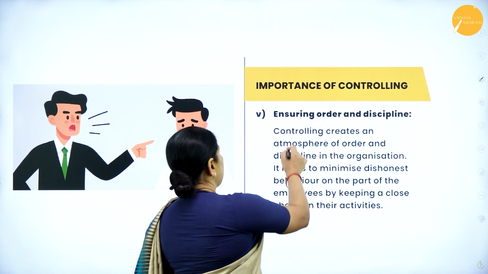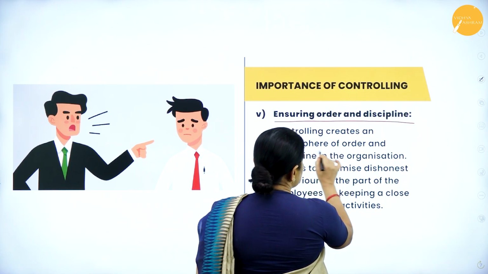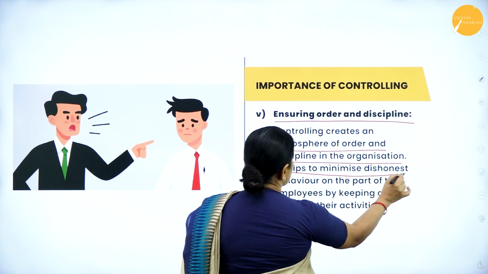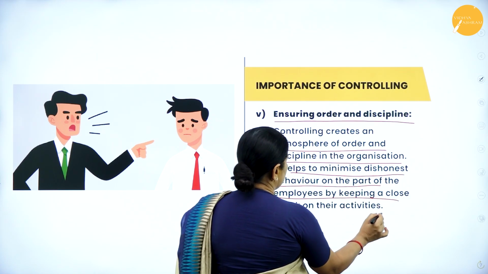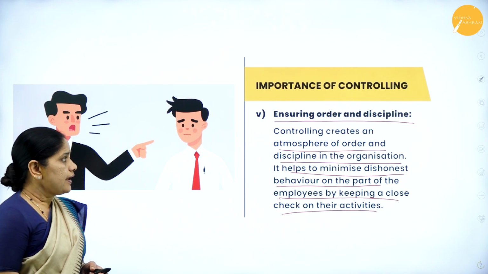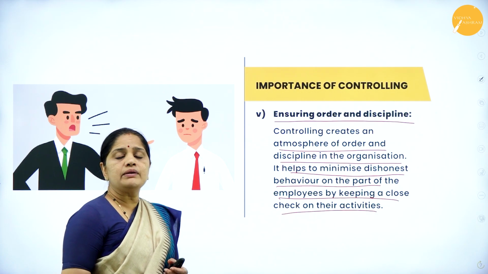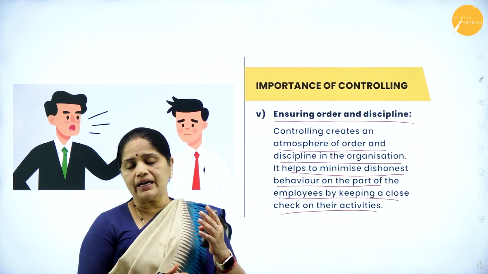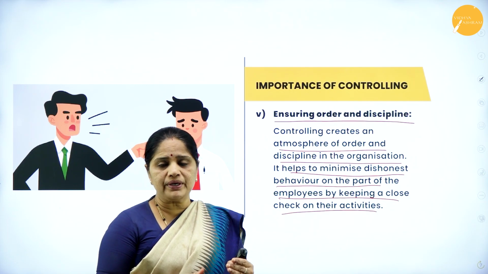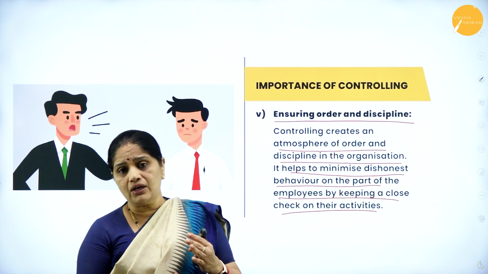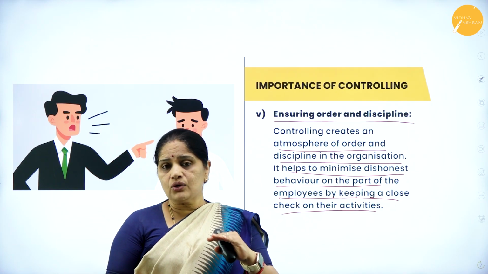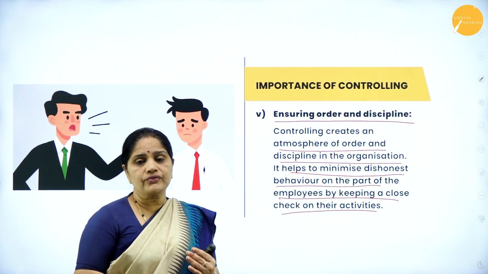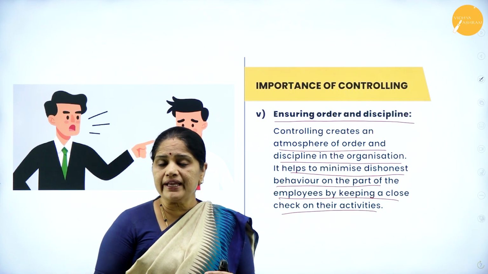Then next one is ensuring order and discipline. It creates an atmosphere of order and discipline in the organization. It helps to minimize dishonest behavior on the part of the employees by keeping a close check on their activities. With the help of controlling, we will be able to ensure that there is order and discipline in the organization. It is only when we are controlling the people that we will be able to create order. Whenever there is no control, you cannot ensure that order and discipline is there in the organization.